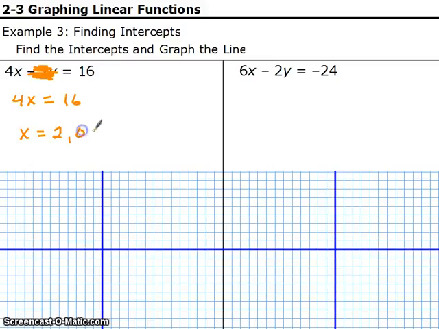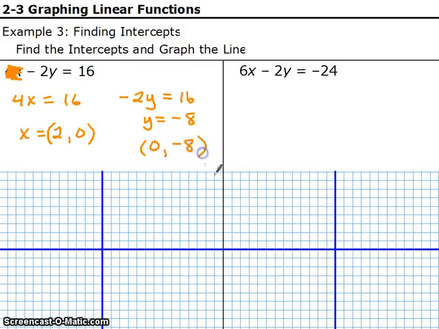Then remember the x-intercept is (x, 0). The y is always a 0. That's why we're allowed to cover it up like that. And then to find the y-intercept, I'm going to cover up the x part of this equation and solve -2y = 16. So I get y = -8, and then remember the x portion is 0, so that's (0, -8). Plot those 2 points.